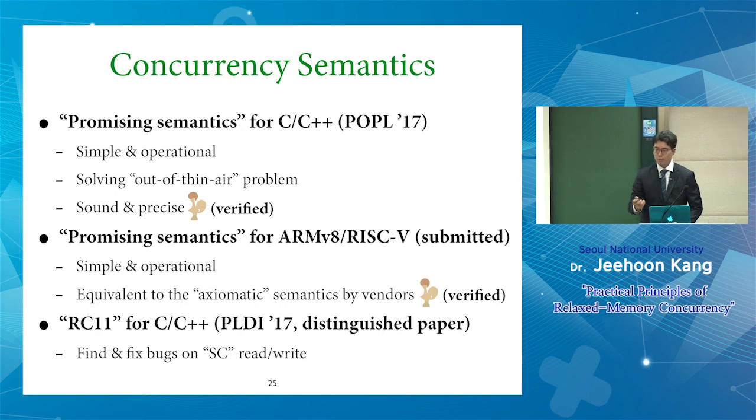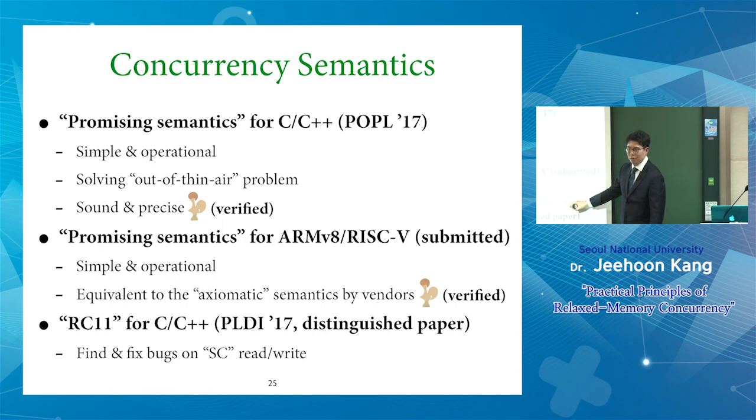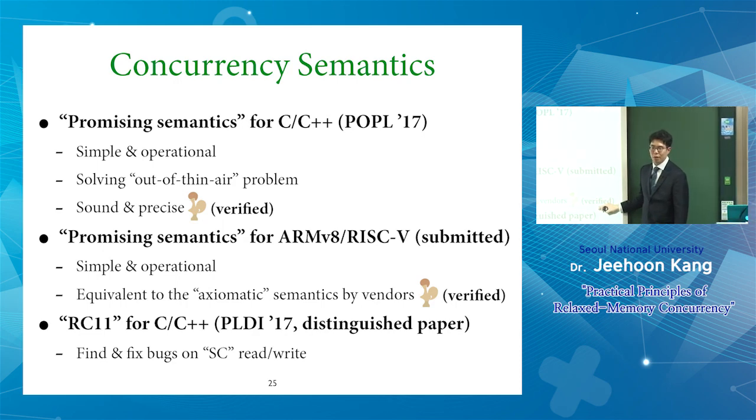Sorry, but kind of related to the professor's question. For the first bullet, you had a well-known, established list of optimizations for C and C++. How about the second bullet? Yeah, basically the second bullet is that we proved the equivalence to the official semantics by the hardware vendors. Oh, so the hardware specification.